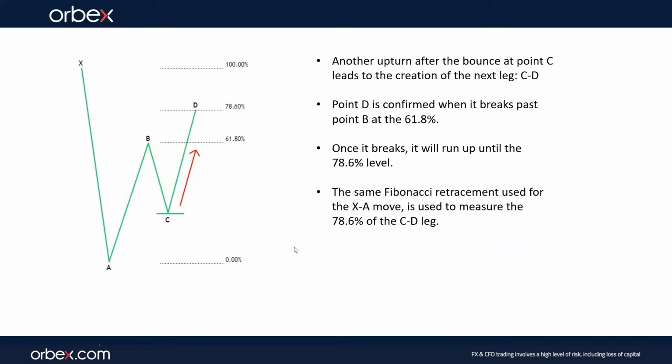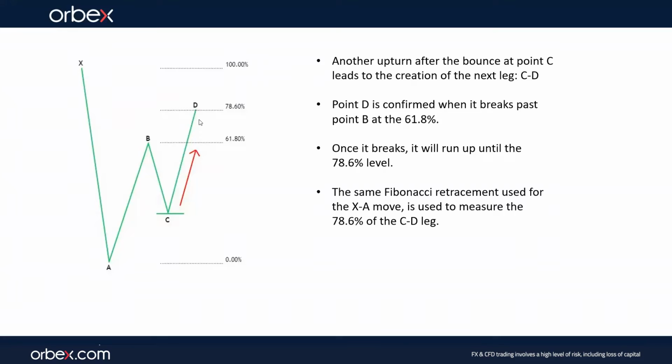Lastly, we are now looking at C to D. How is this formed? Another upturn after the bounce leads to the correction of C to D. We've got our point C, and now we are bouncing up and going higher. Point D is confirmed when it breaks past point B at the 61.8%, sorry. Once we've gone past this 61.8, the harmonic pattern becomes more and more obvious in the MT4 platform or whatever platform you are using.